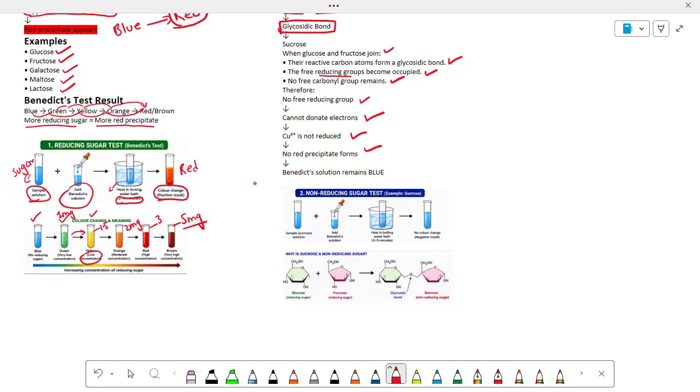So here I have added a diagram of non-reducing sugar. We have a sample solution and it contains sucrose, which is non-reducing. When we add Benedict's solution and then heat it in a boiling water bath for 3 to 5 minutes, its color doesn't change.